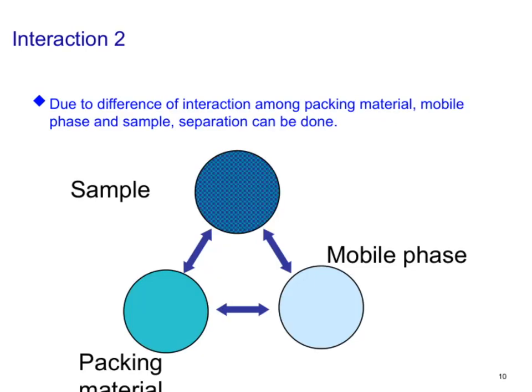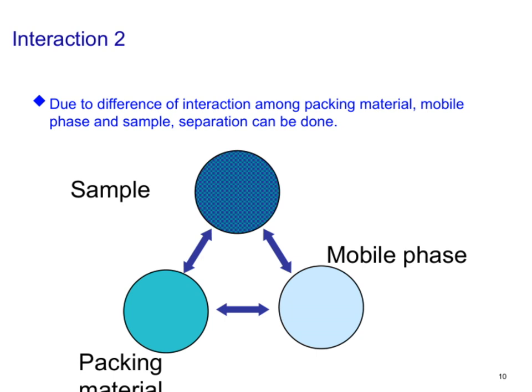Now, on this slide, I want to highlight how the separation process really depends on the different interactions among the packing material, the mobile phase, and the sample itself. Essentially, these interactions are what allow us to separate components effectively. Think of the packing material as the stationary phase, which interacts with the sample components in various ways. The mobile phase, on the other hand, acts as the moving solvent that carries the sample through the system. The key point here is that the differences in how each sample interacts with both the packing material and the mobile phase are what enable us to achieve separation.